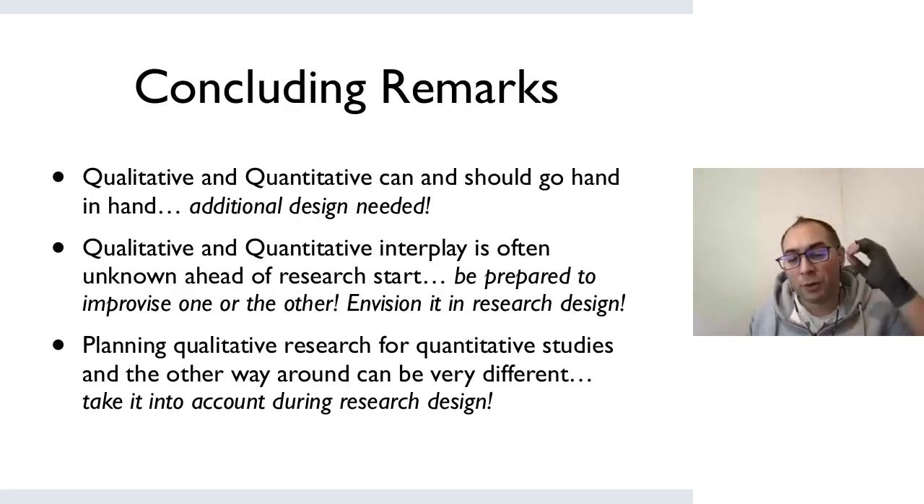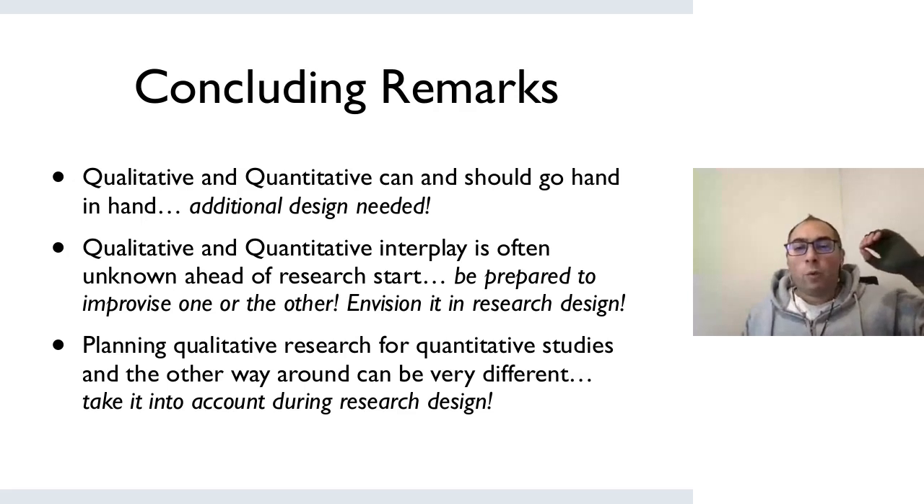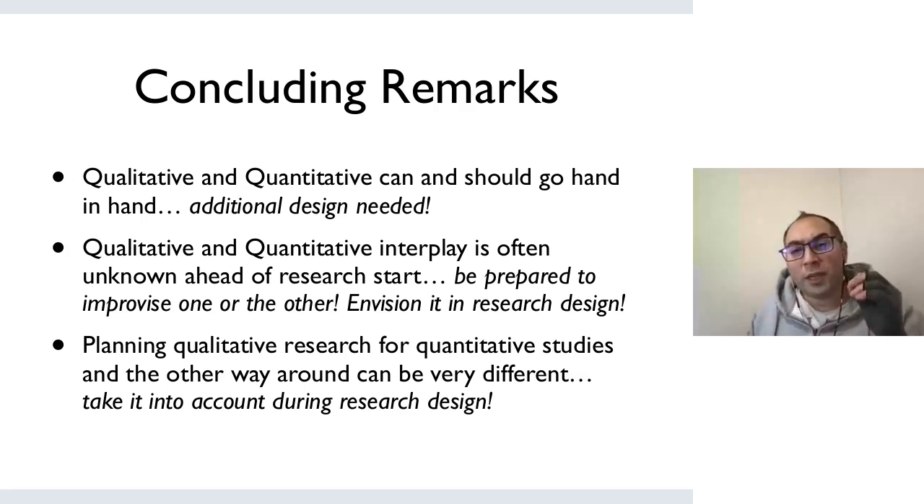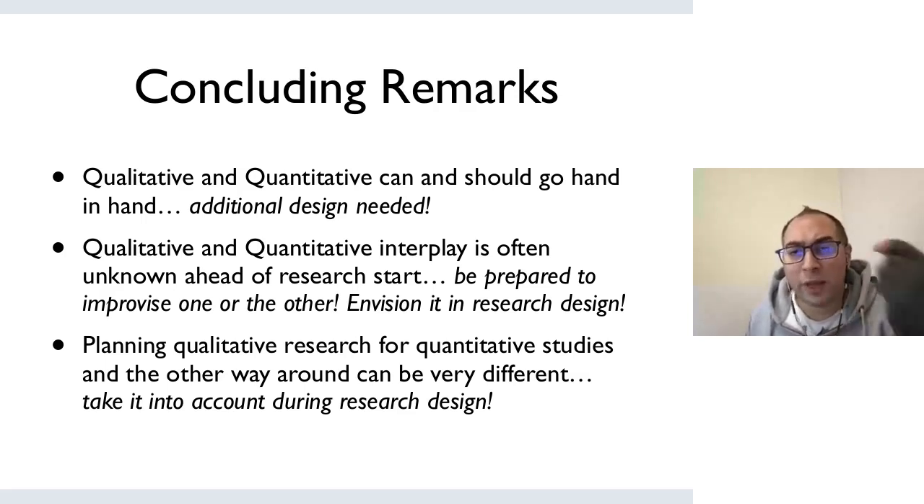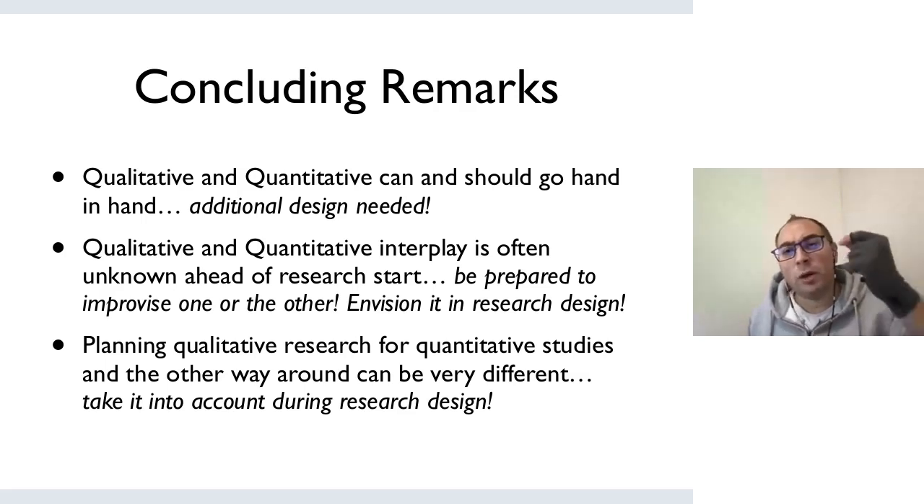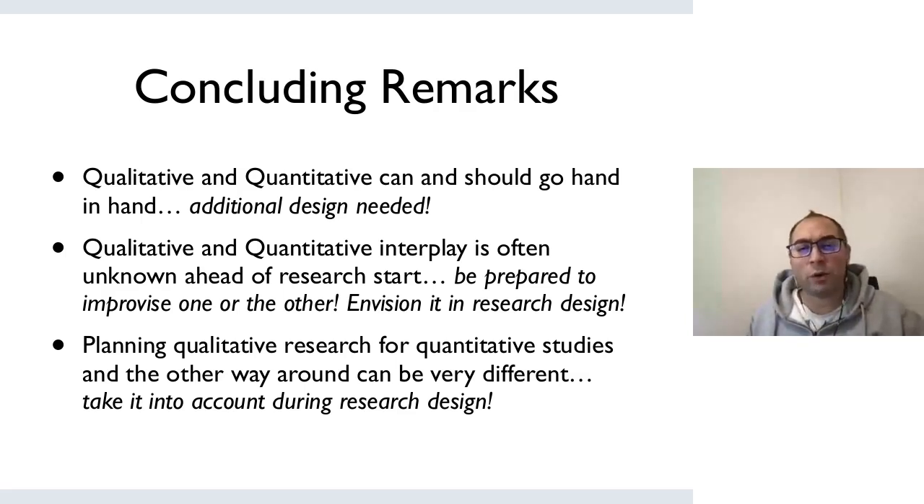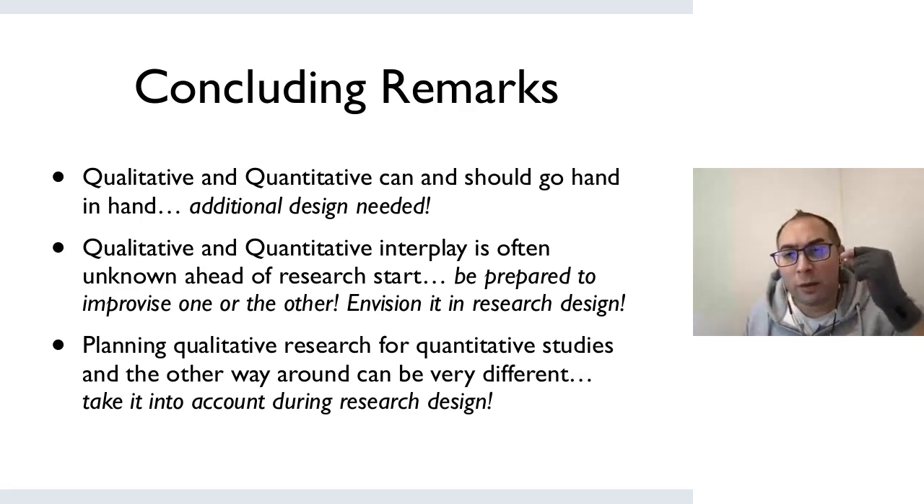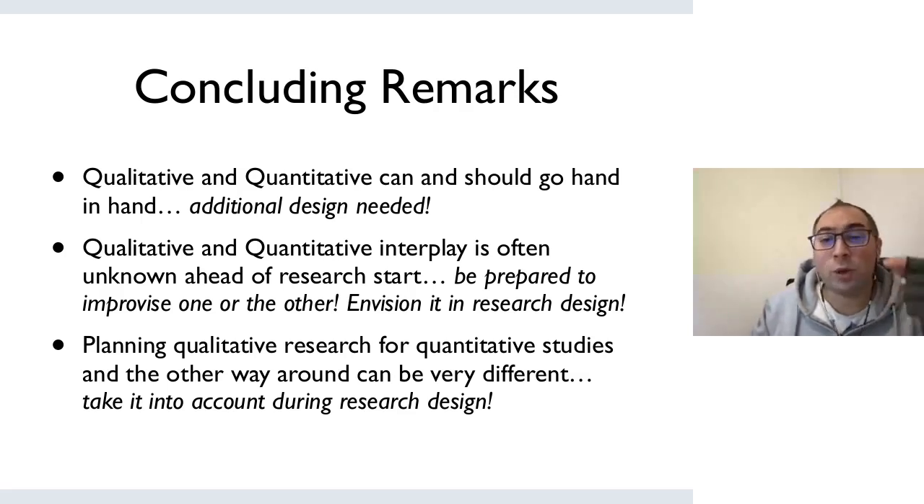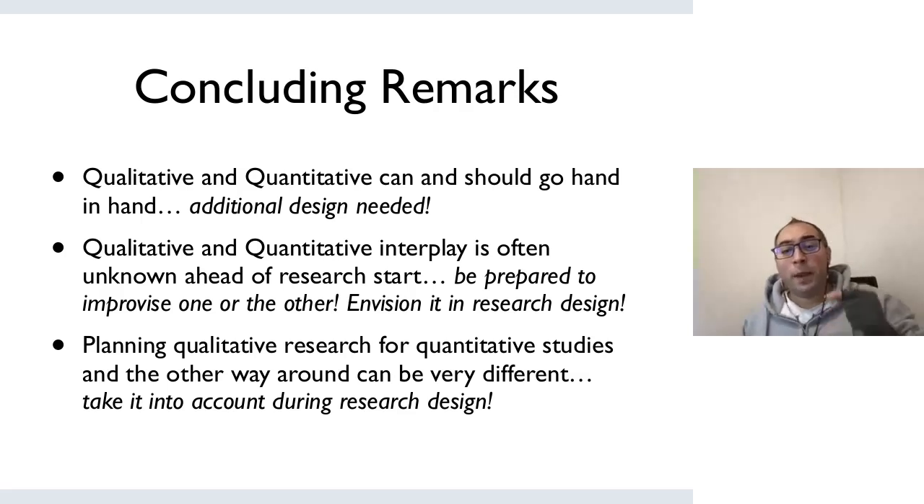And in terms of concluding remarks, quantitative and qualitative are not mutually exclusive. They should go hand in hand. I think we have said this already. They interplay often, even unbeknownst to you. Even if you don't do it, at some point they will interplay. You will encounter recurrences. You will encounter numbers in your scientific endeavor. So you can either be prepared to improvise, or you can envision it in your research design and try to use it to your advantage.